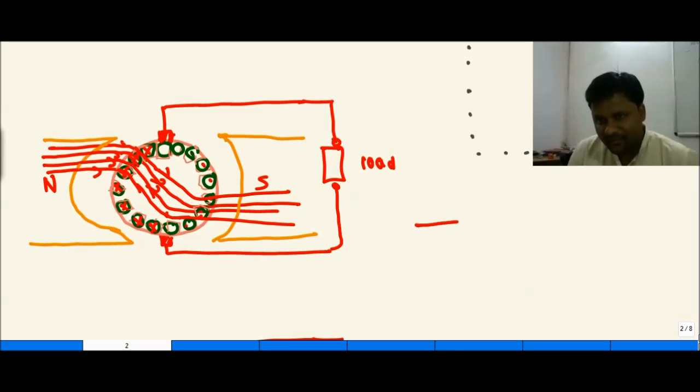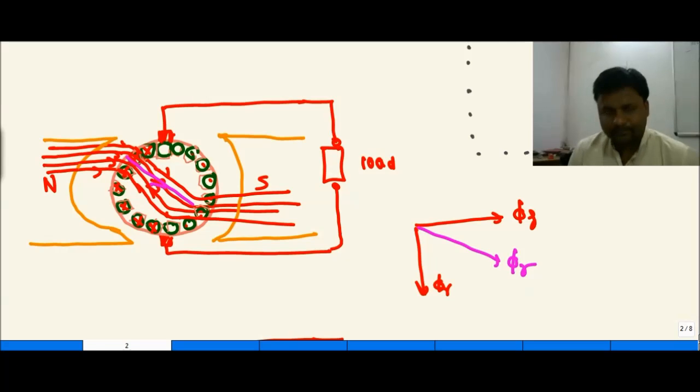This is the resultant flux. So this is our main field flux. This is our armature flux. Now the resultant is going to be like this. This is called resultant flux. This is called armature reaction.